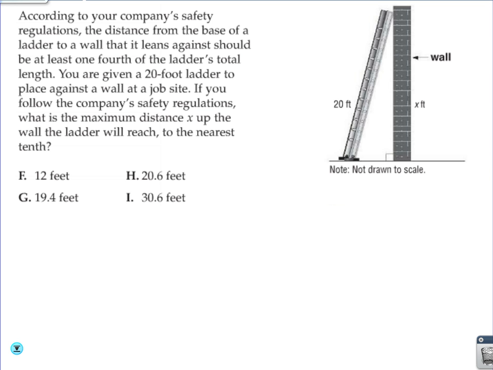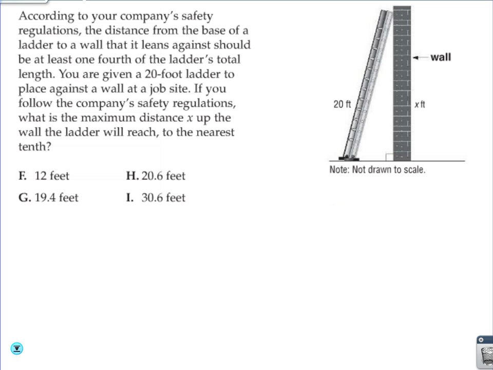According to your company's safety regulations, the distance, now this is more logical. The distance from the base of the ladder to the wall, blah, blah, blah. Oh, no, we do need this. The distance from the base of the ladder to a wall that it leans against should be at least 1/4 of the ladder's length. So this needs to be at least 1/4 of the ladder's length.